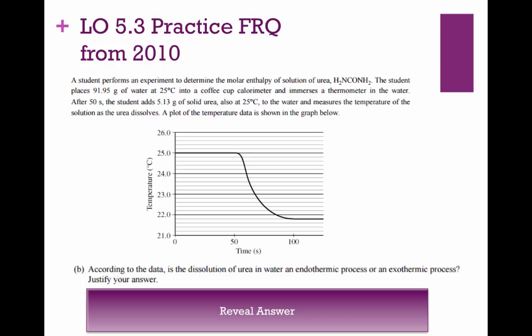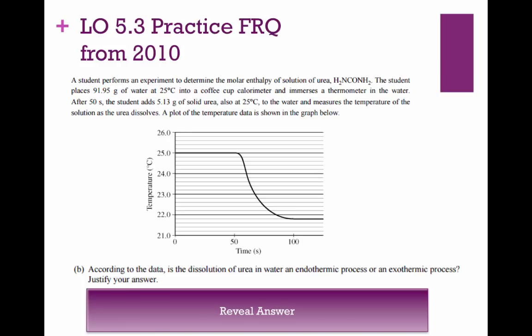And so here's one. It says, a student performs an experiment to determine the enthalpy of solution. They place water into a coffee cup and then add solid urea into the water and measure the temperature. Here is the temperature. So you start at 25 and then your temperature drops over time. And so when you are looking at a solution being formed, your solid is the system, everything else is the surroundings. So when you are taking the temperature of this, you are actually taking the temperature of the surroundings.